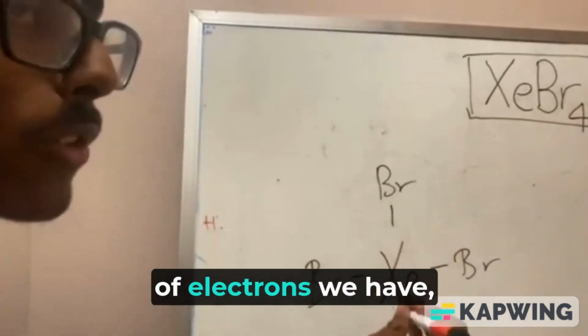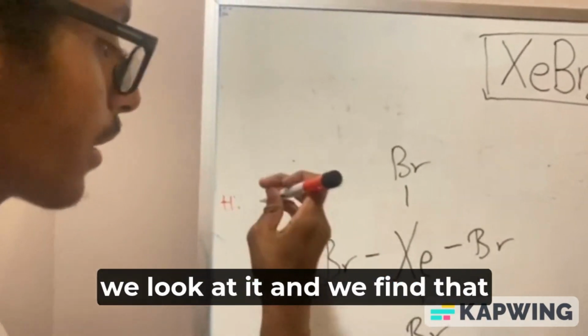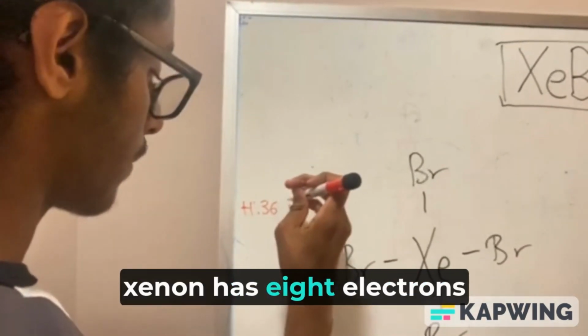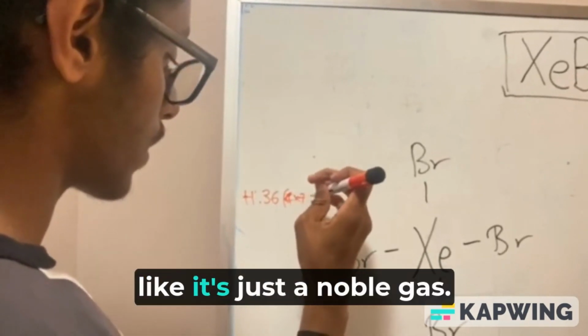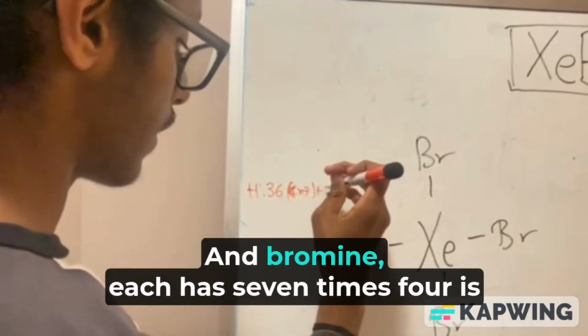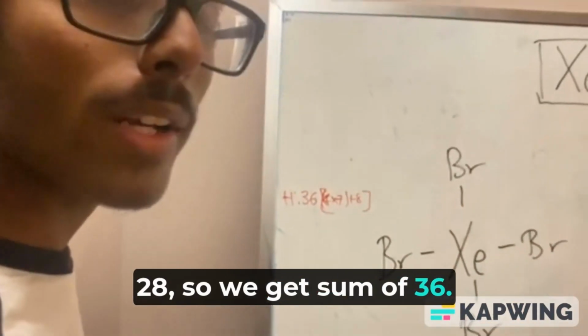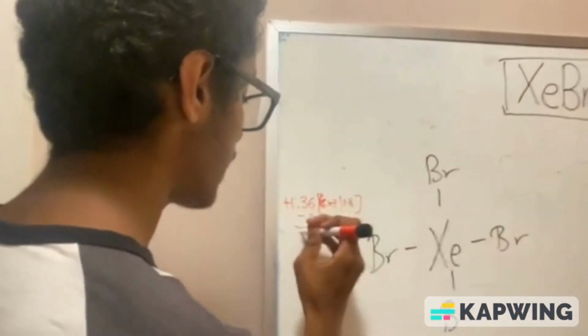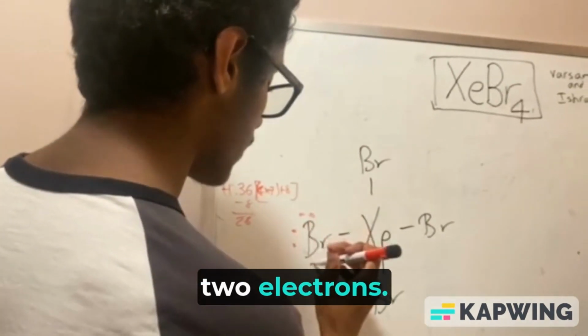So let's start with the number of electrons we have. We look at it and we find that xenon has 8 electrons because it's a full noble gas, and bromine each has 7, 7 times 4 is 28, so we get a sum of 36. Now, we're going to subtract 8 because each bond has 2 electrons.